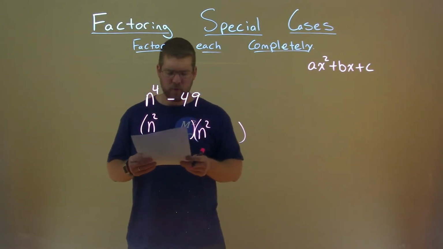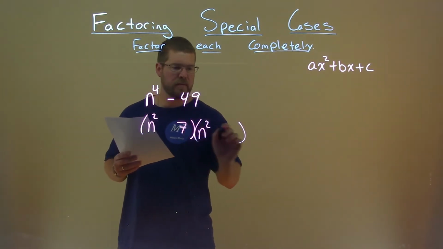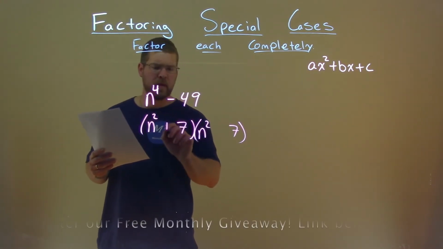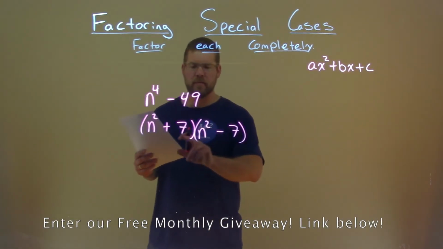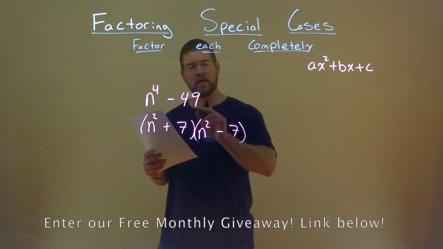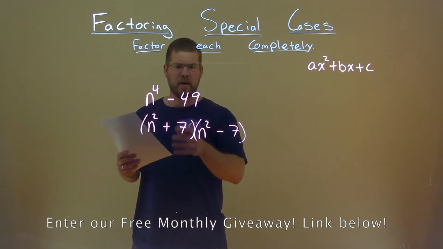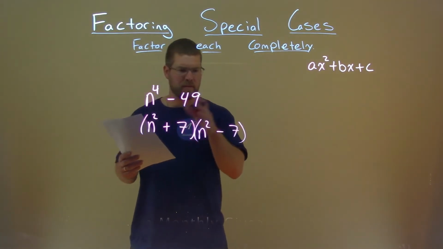49. Well, square root of 49 is 7. So 7 times 7 gives me that 49. But it's a negative 49. So we have to make that a plus and minus. So positive 7 times negative 7, negative 49. But we don't really have an inside b value, because we know that's going to be multiplied out.